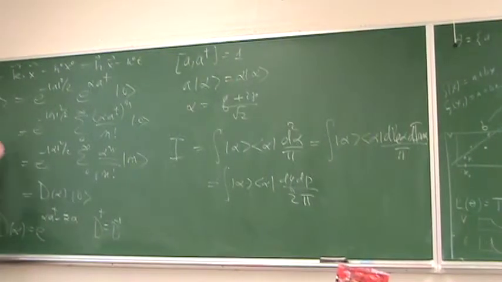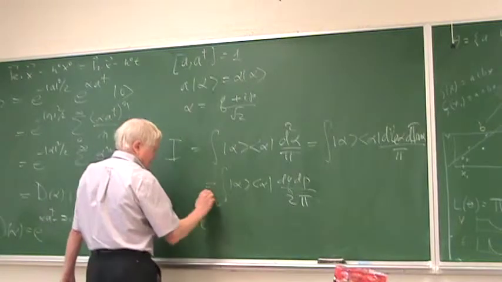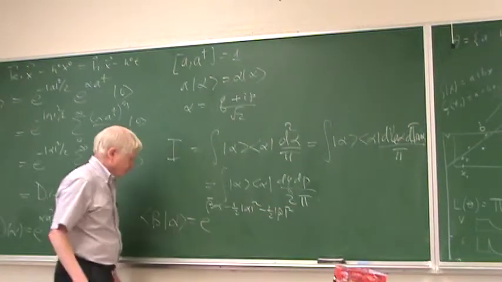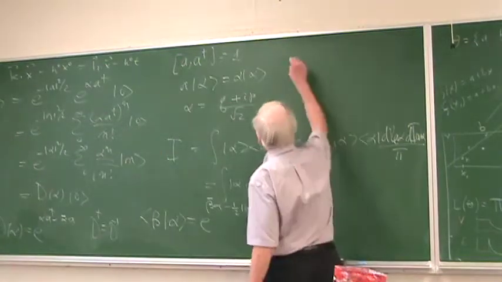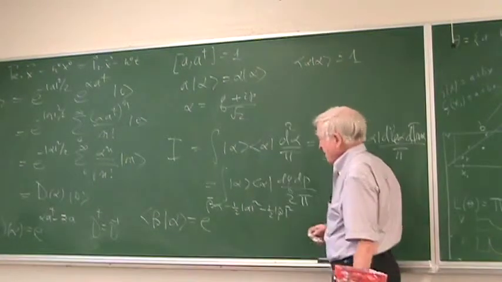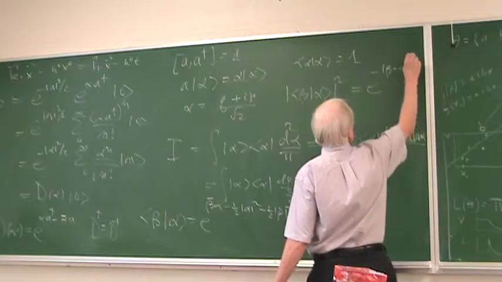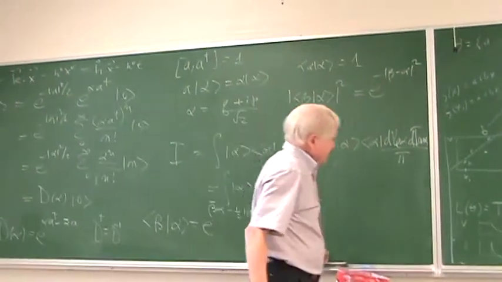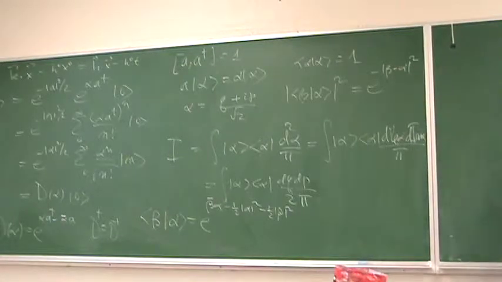Okay. Now, you can use this formula here or some other formula to show that the inner product of two coherent states, beta alpha, is equal to e to the beta star alpha, minus a half alpha squared minus a half beta squared. And in particular, if the two are the same, then alpha alpha is just 1. On the other hand, the absolute value squared of beta alpha is e to the minus beta minus alpha squared. Okay, so these are a lot of relations that some of you have seen in quantum mechanics, or quantum optics, or optics classes, and these might be new to some of you.